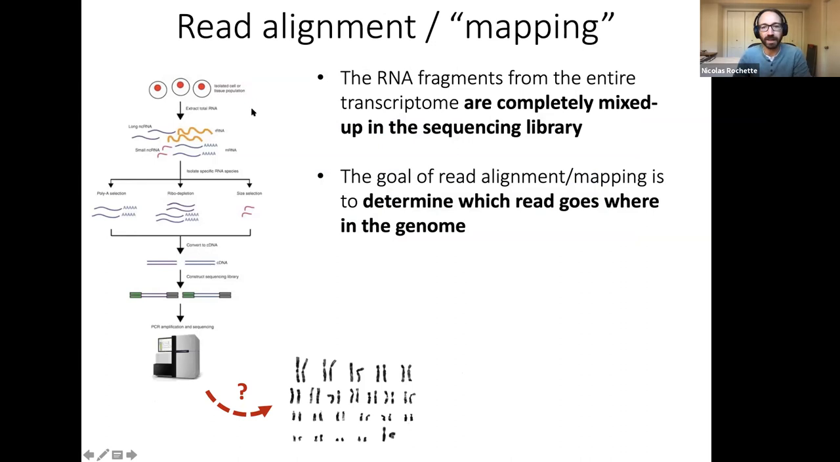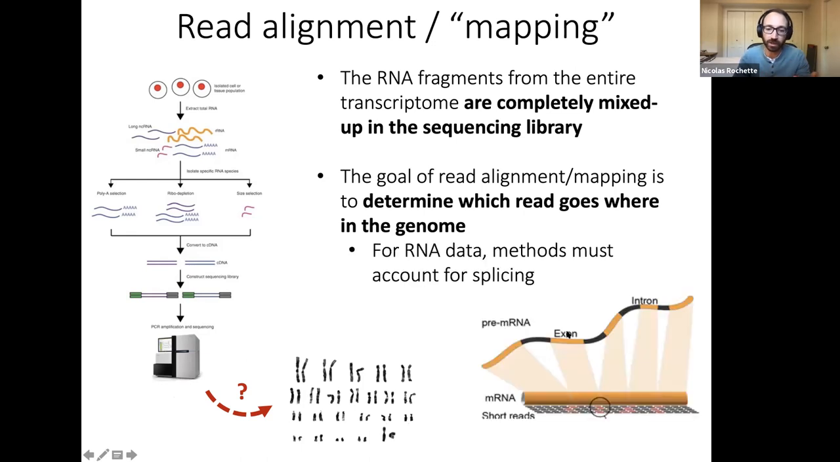So this is just to place this in a broader context. When we get the sequences, the RNA fragments, they're completely mixed up. First of all, the RNA transcripts are independent separate molecules, freely floating in the cell. Then we do all the library preparation, and none of this is trying to separate the genes, to separate what's coming from where in the genome, and then PCR. The sequencing itself is also not introducing any sort of classification of the reads based on where they come from in the genome. So the order in which we get the reads is absolutely random.